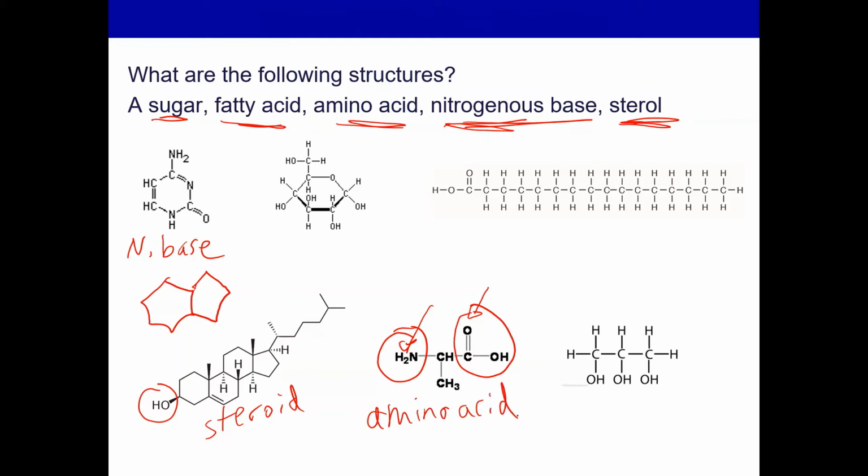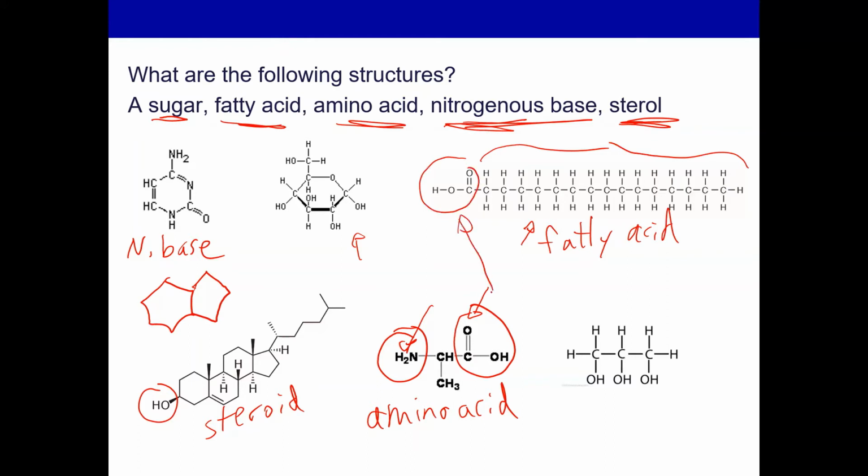Okay, what about the next one? Fatty acid. Okay, so fatty acid is going to have lots of carbon and hydrogen and not much else. So that would not include this one, and that would include this one. So this is a fatty acid, for sure. All of this is just a big hydrocarbon portion, and then this here is the acid group, the same acid group that I am seeing down here on the amino acid. And that's why it's called a fatty acid, because it's mostly a fat with a little bit of acid on the end.